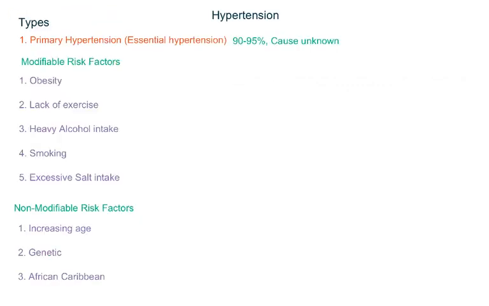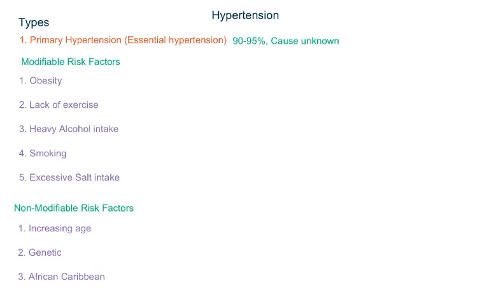The most common type of hypertension is called primary hypertension or essential hypertension. This accounts for about 90 to 95% of cases. We call it primary hypertension when there is no known cause. It usually develops gradually over a long period of time. So now we don't know the cause of it, but we do know some risk factors that make a person more likely to develop primary hypertension.